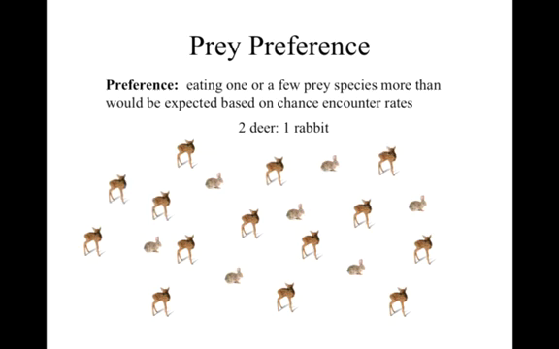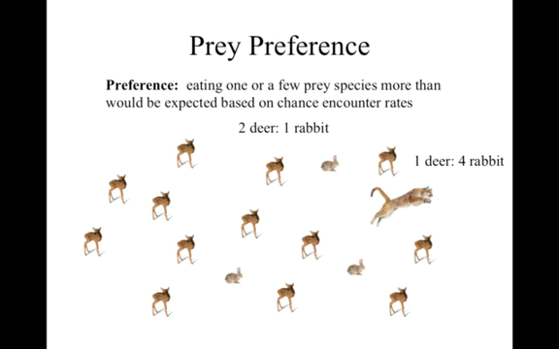Let's contrast that with another scenario. Here again, I've got my 2 deer for every 1 rabbit. But let's say on Monday, the mountain lion comes in and eats a rabbit. On Tuesday, he eats a rabbit. On Wednesday, he eats a rabbit. On Thursday, he mixes it up and eats a deer. And then on Friday, he eats a rabbit. So in this case, the mountain lion has eaten 1 deer for every 4 rabbits.